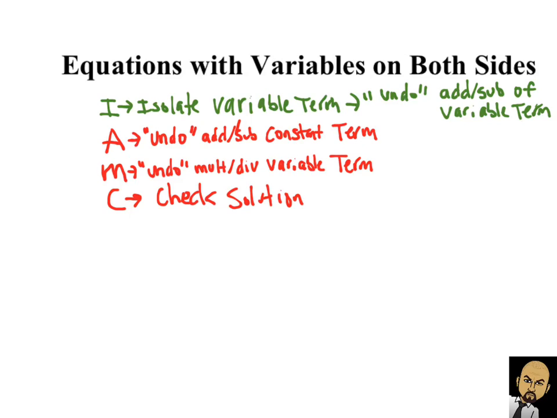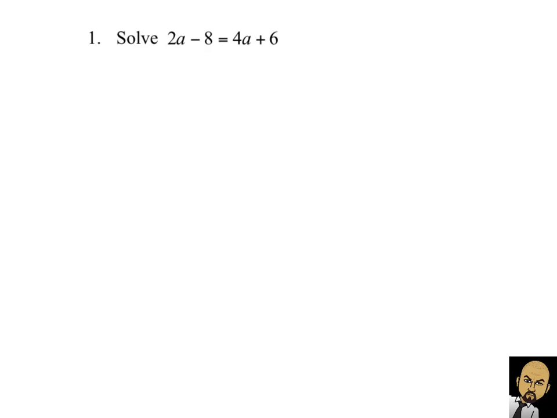So let's go ahead and get started with number 1. Here we have an equation, 2a minus 8 equals 4a plus 6. First thing you want to do is write your steps.